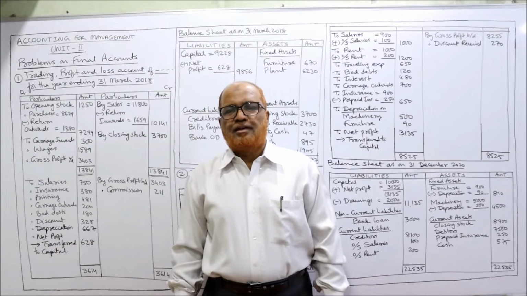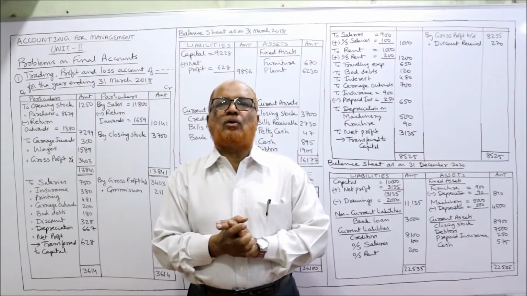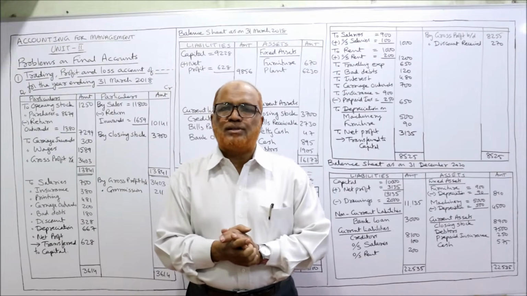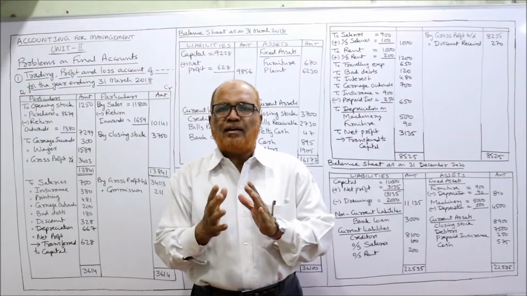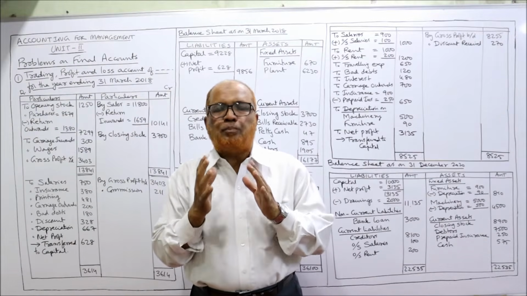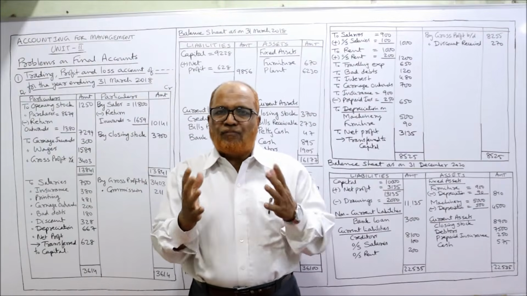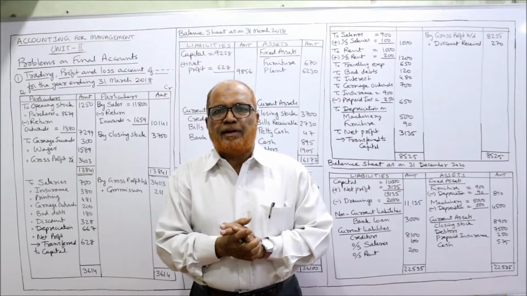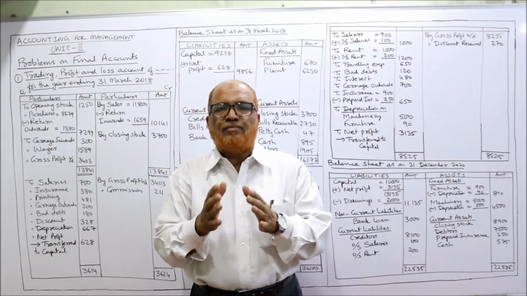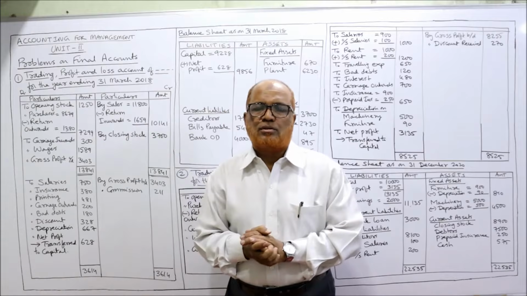I'm Hasham Ali Khan. In the last 7 videos I have completed the theory part of Unit number 2, financial statements, the final accounts: how to make them, the procedure of making the trading, profit and loss account and balance sheet, the format, everything I have explained. Now from this video onwards I'm going to start the problems on final accounts.